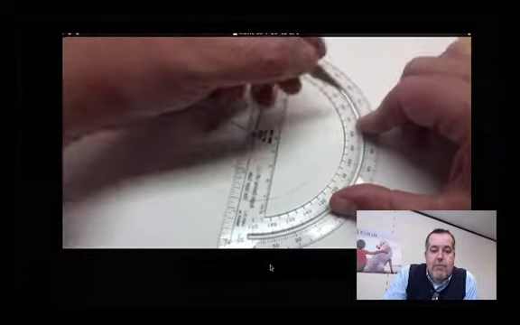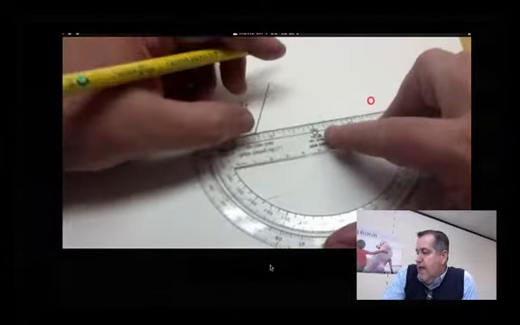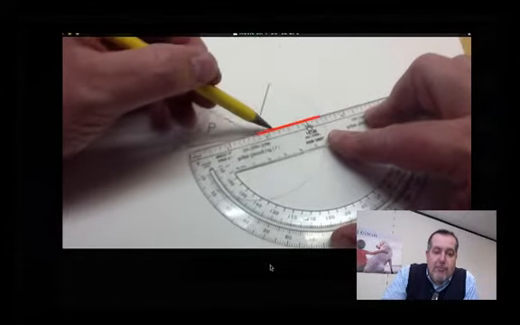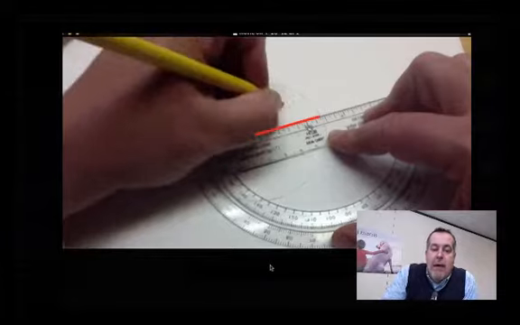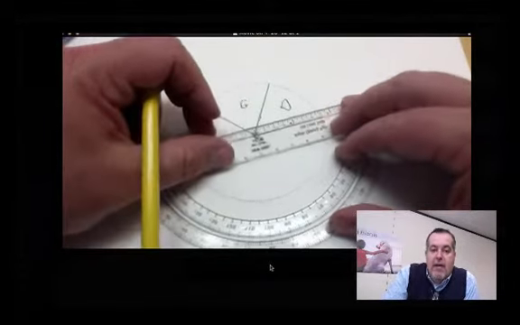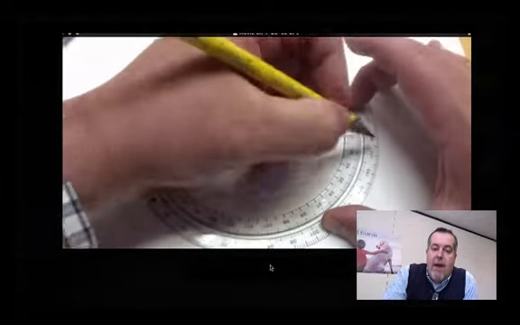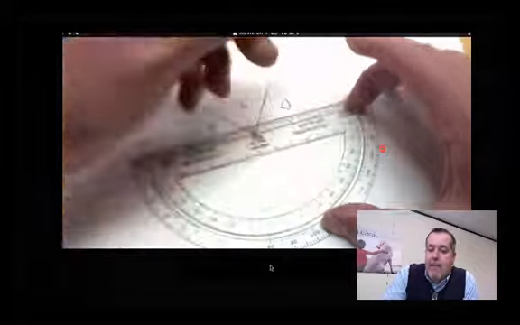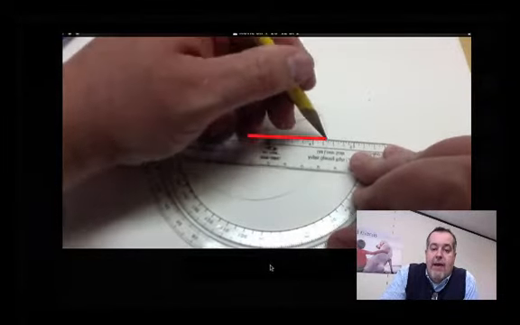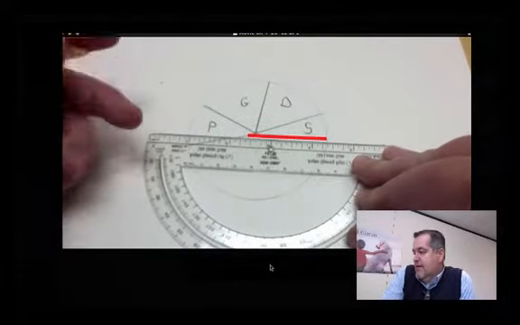Notice I'm using the next radius. That radius I just drew, I find my degrees on the outside, 61. I put my little dot on the outside, draw my radius. This now becomes my starting radius for the next angle. So I put the little hole over the dot, I line up that radius, I find my measurement on the outside, put a little dot, use the straight edge to draw a new radius. And that is our saxophone.